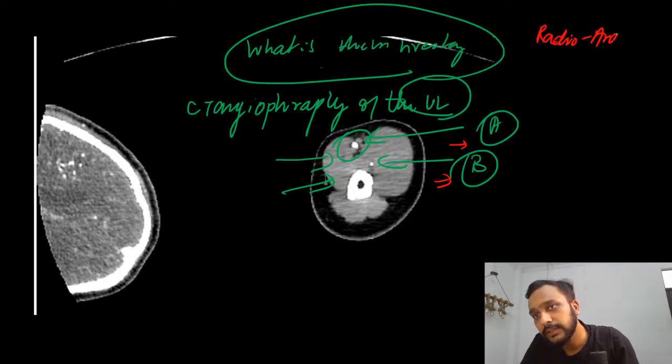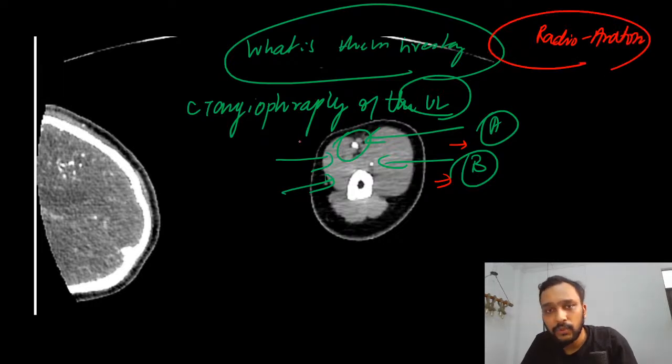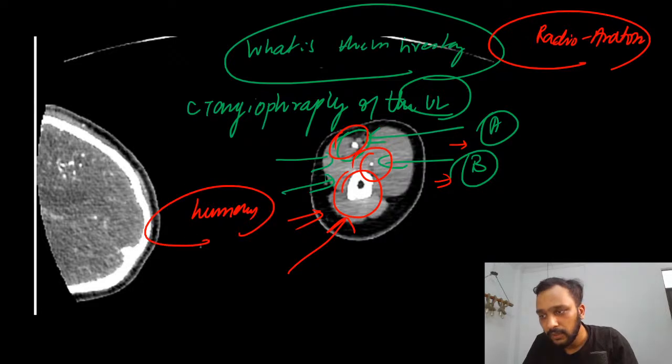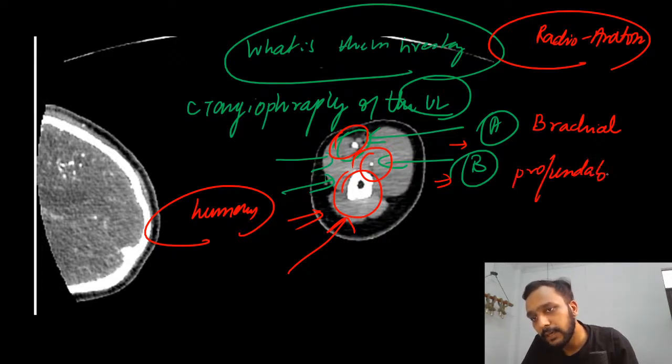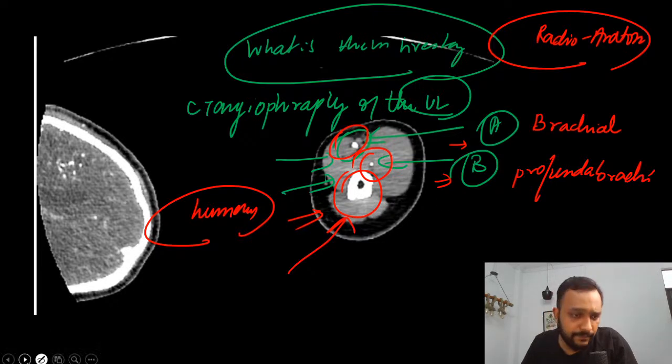This is a radioanatomy correlation question that can be asked. They can ask you what is the investigation that is being shown to you, and which two vessels are being labeled here. You can only see one bone, it means that it is the humerus. Very good Hemant, amazing answer. The two vessels that are being shown here are your brachial artery and your profunda brachii artery.